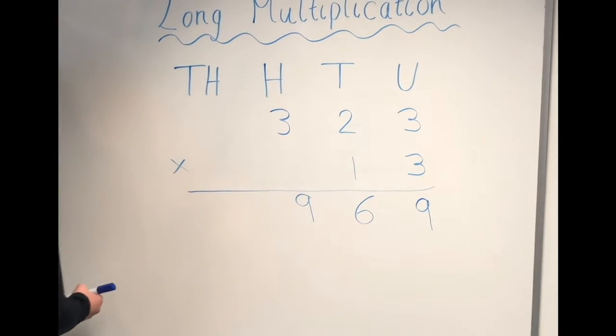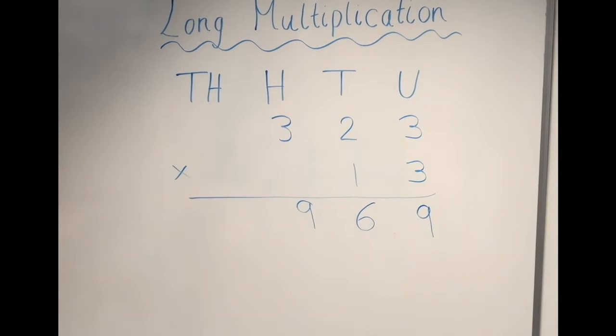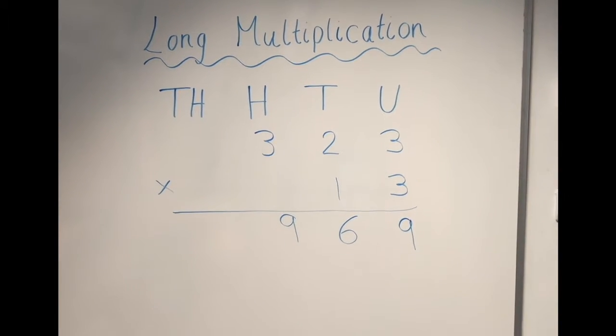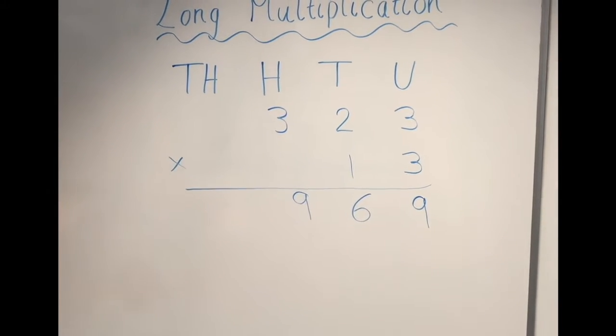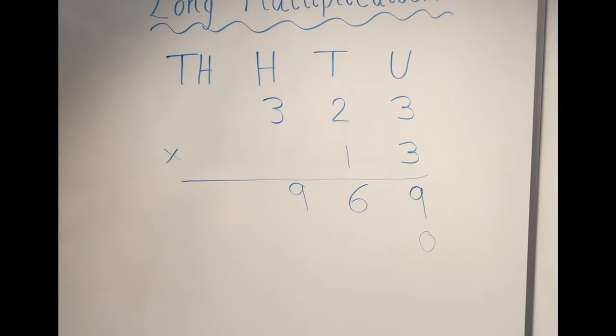So the second part of the calculation is to times the larger number by the tens of the smaller number. So because we're timesing by 10 and we're not timesing by 1, we first need to place a 0 in the units column. And then we can do the calculation similar to the first one.